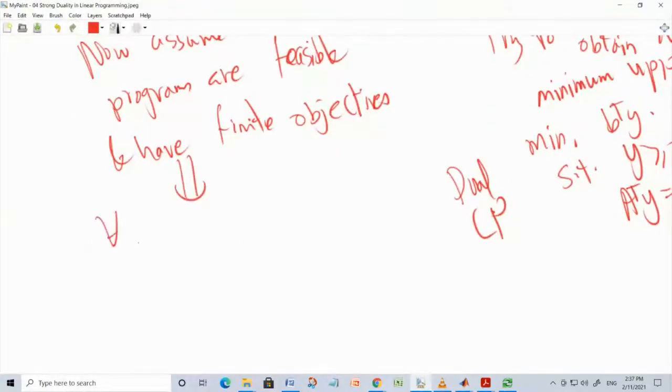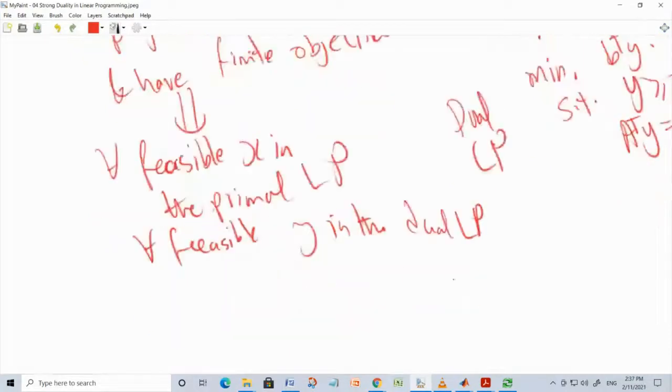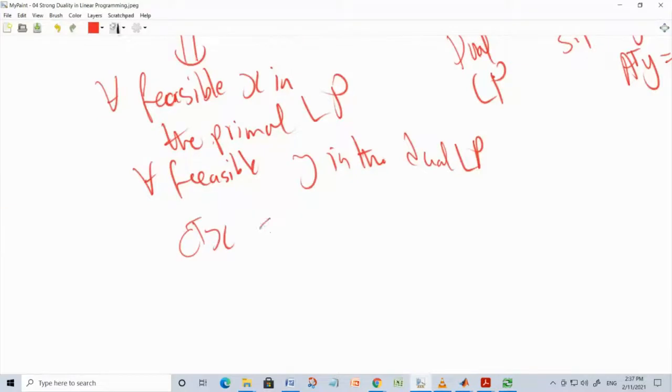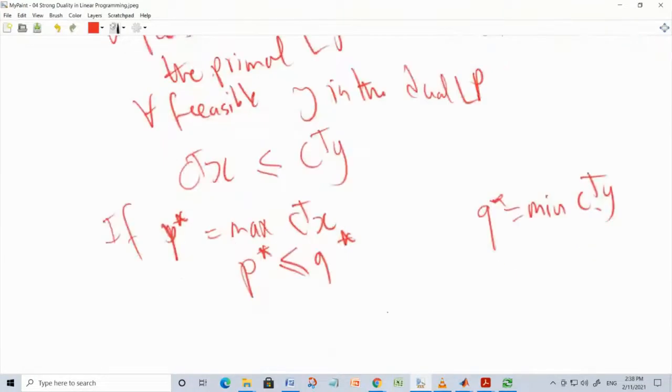That for every feasible X in the primal linear program, for every feasible Y in the dual linear program, what do we have? C transpose X is less than or equal to C transpose Y. So if P star is the maximum of C transpose X and Q star is the minimum of C transpose Y, we have P star less than or equal to Q star. So that's weak duality.